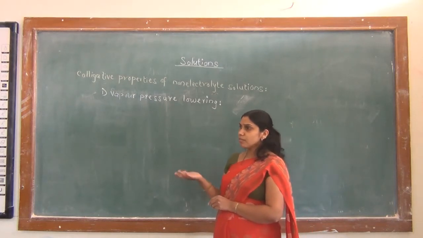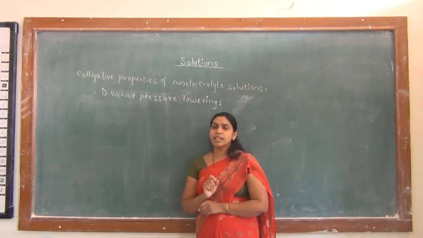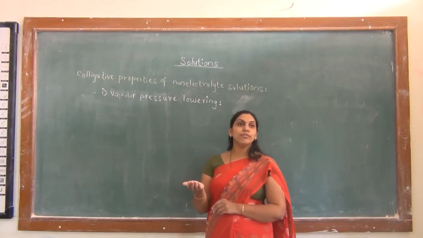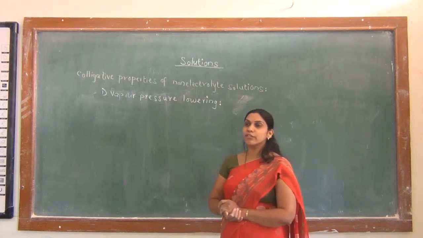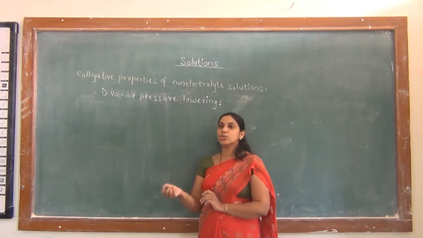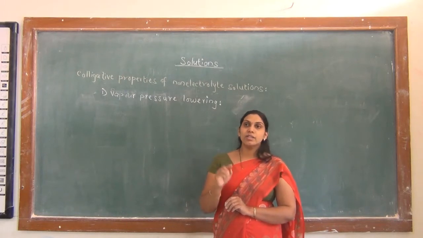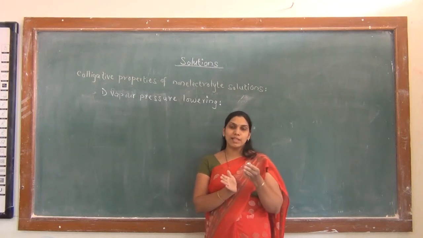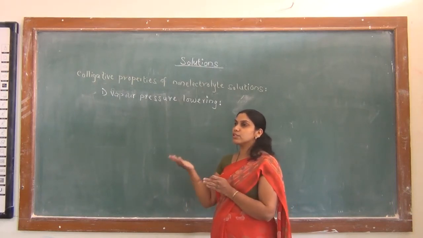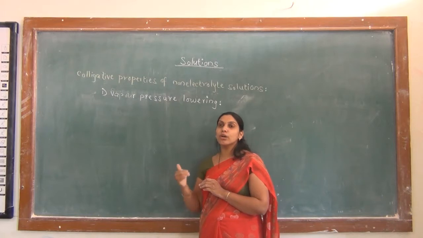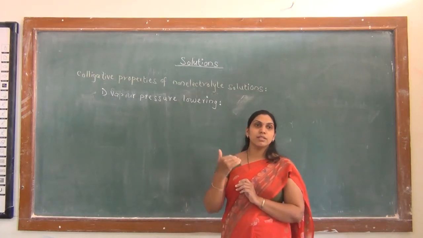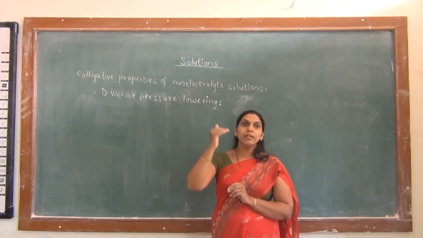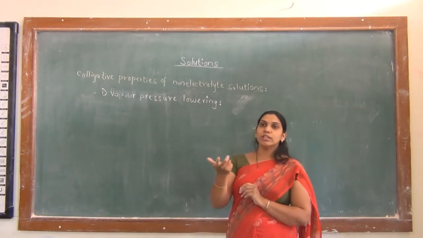Now, how it happens, we'll see that this happens because the number of solvent molecules present on the surface of the liquid decreases due to addition of solute, and hence there is lowering of the rate of vaporization, and because the rate of vaporization is decreased, the process of vaporization is slowed down, due to which the vapor pressure of the pure liquid decreases. I will show you with a diagram.